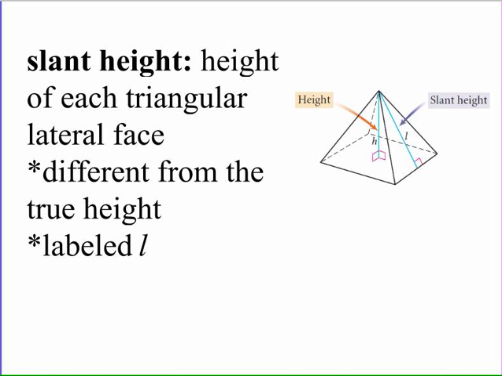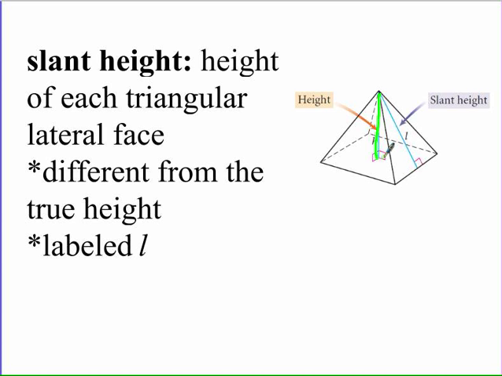Okay, we've got some more formulas we're going to cover and then we'll be done for today. First of all, we need to talk about the slant height, and you have this on your sheet. The slant height is just the height of each triangular lateral face. The slant height is different from the actual height of the figure. The actual height of the figure is this, and that's how tall the figure is, top to bottom.